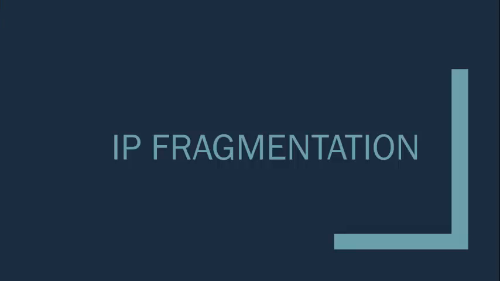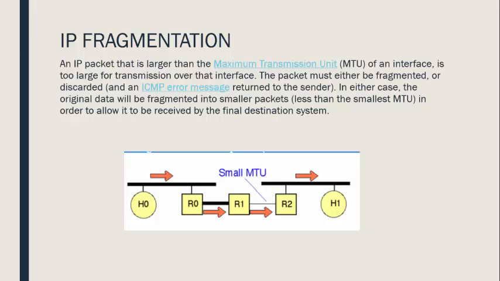What is IP fragmentation? IP fragmentation is the process of breaking up a single Internet Protocol (IP) datagram into multiple packets of smaller size. Every network link has a characteristic size of messages that may be transmitted, called the maximum transmission unit (MTU).